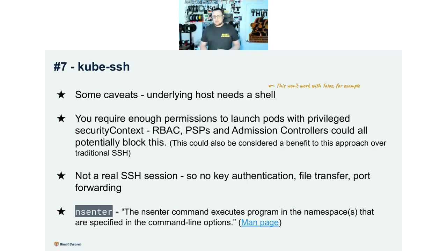It's not, as I said, a real SSH session. So there's no key authentication, file transfer, port forwarding, all that kind of thing. You've got none of that. It is just a shell. And just for completeness, ns-enter, from the man page: the ns-enter command executes a program in the namespaces specified in the command line options. So all that means is we're just executing a command in the namespace, here being the process namespace, not the Kubernetes namespace. So we'll piggyback onto the underlying node.